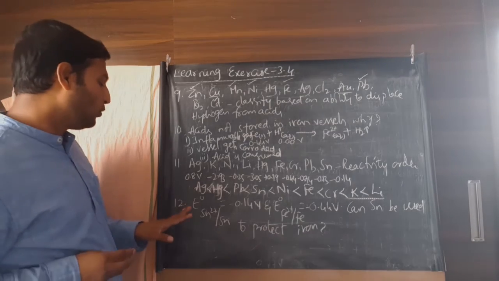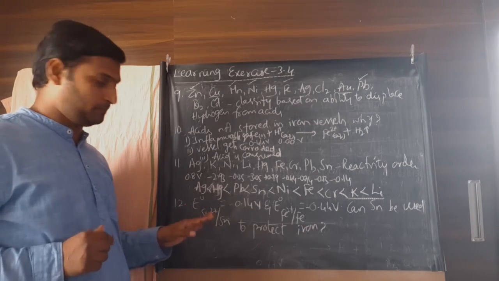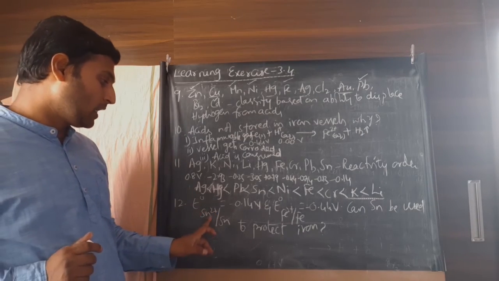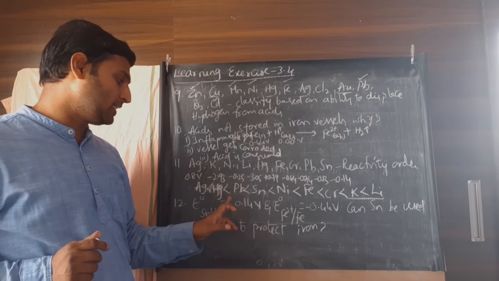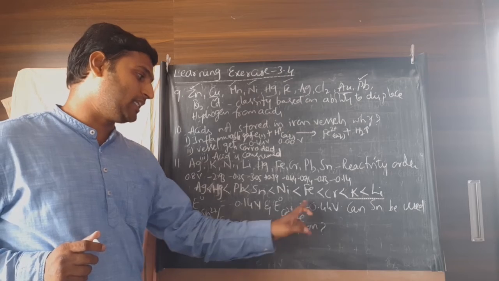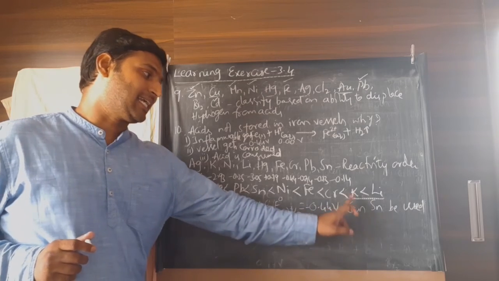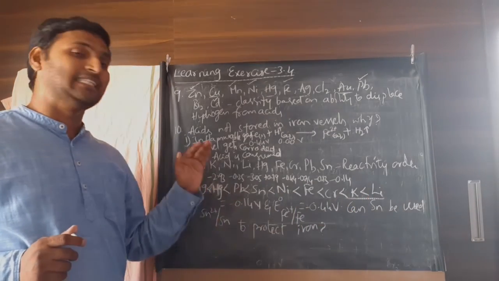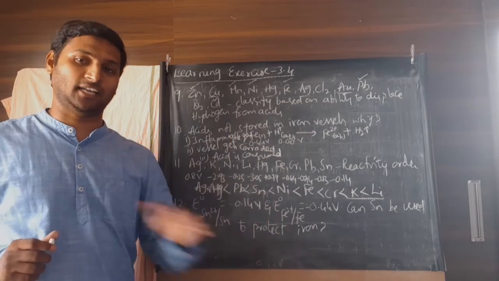Okay, move on to the last question, question number 12. Tin couple electrode potential is minus 0.14 volts. Iron couple electrode potential is minus 0.44 volts. Can tin be used for sacrificial protection of iron?